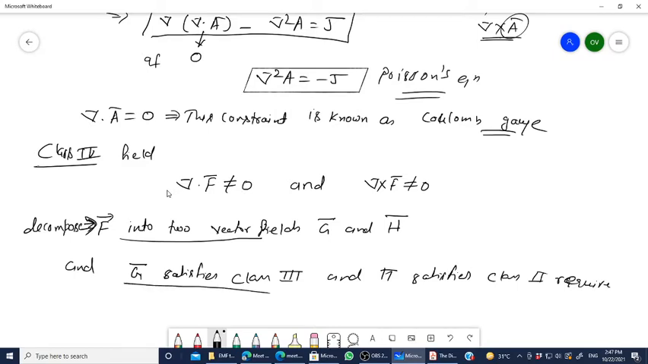What we have seen is that if this is not equal to 0 and this is equal to 0, then the class 3 one will apply. We have seen that, and we can write it in the form of the curl of another vector. In the second case we have considered this is equal to 0, this is not equal to 0.